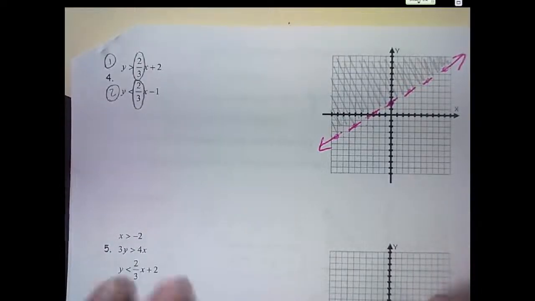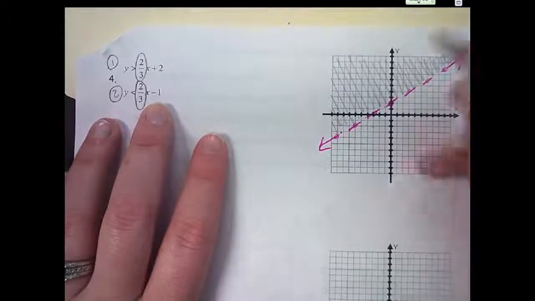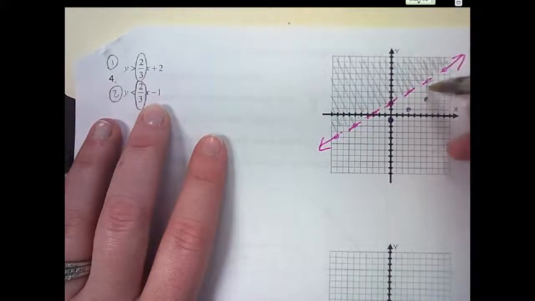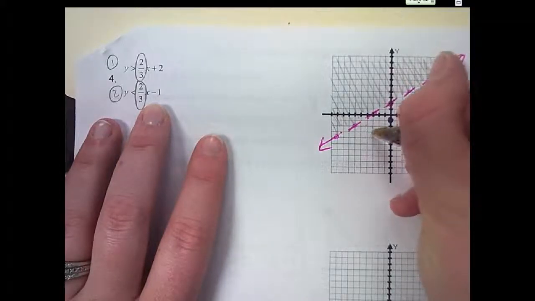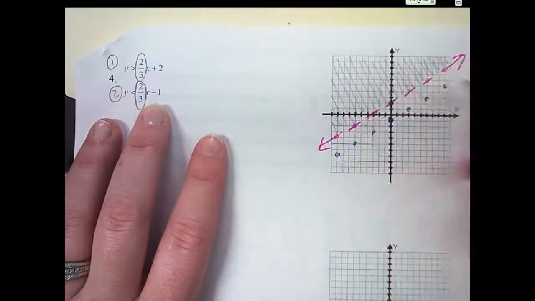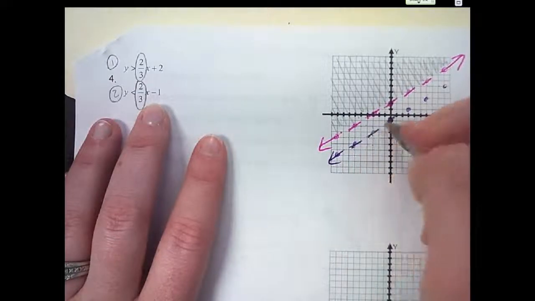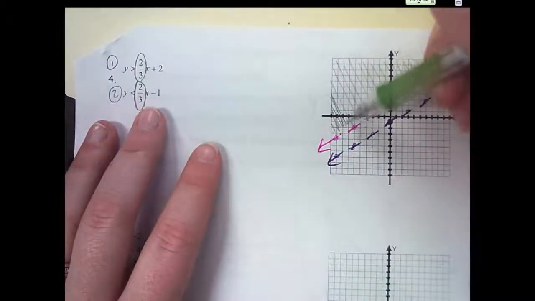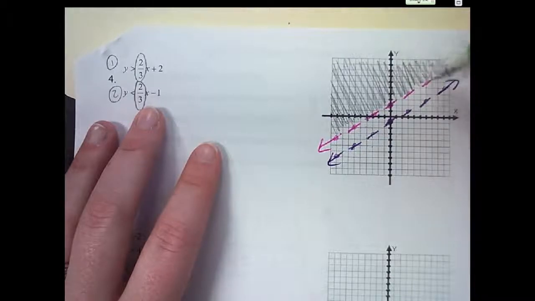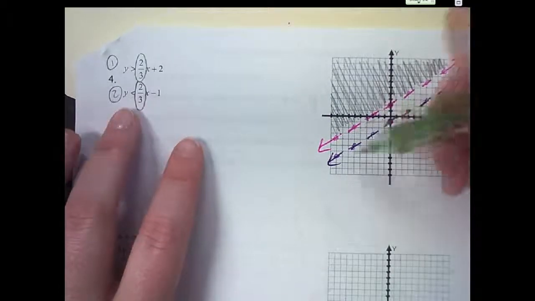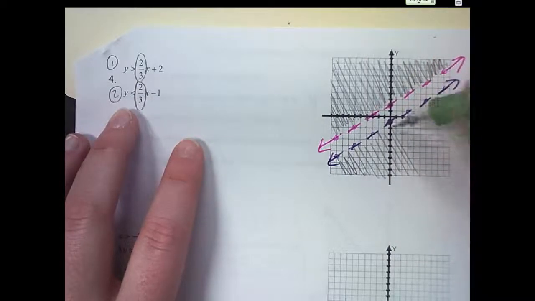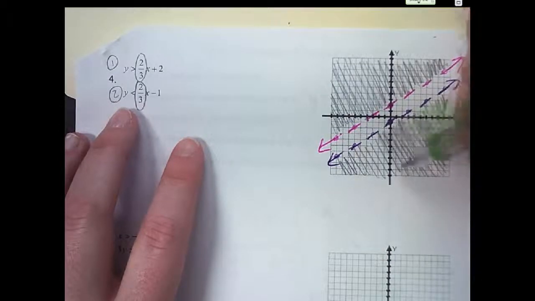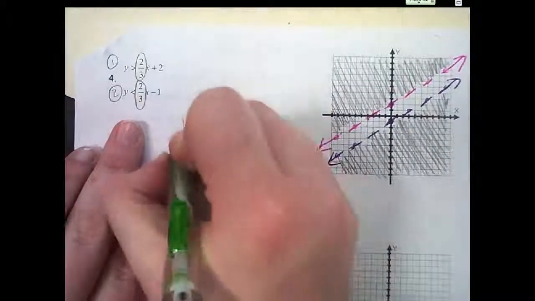Okay, and then the second one. So now I'm going to start at negative 1. Same slope, up 2 over 3. Also dashed. On that second line, do I jump up or do I jump down? Down, it's less than. So when we're doing these, the solution is where they cross. So where do they cross? Nowhere. So our answer is no solution.